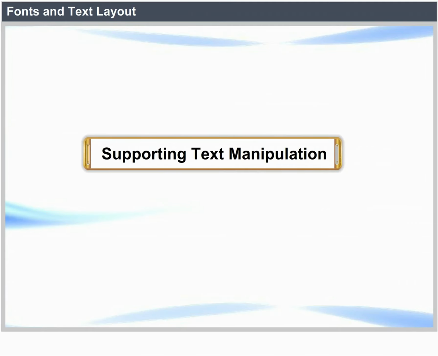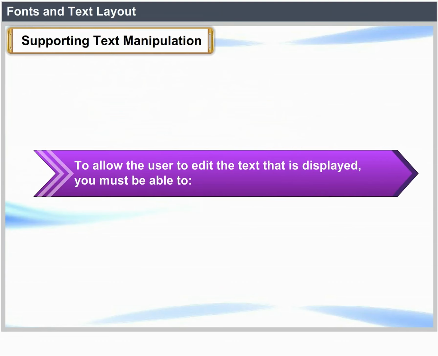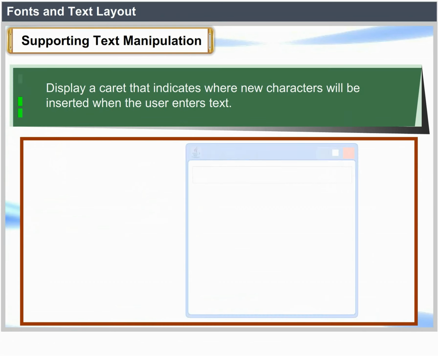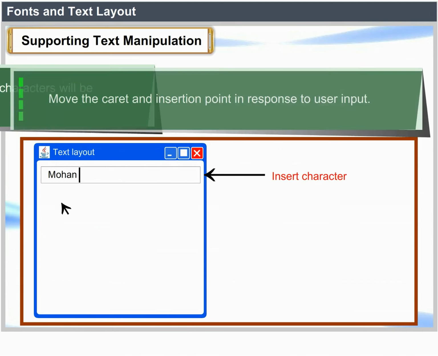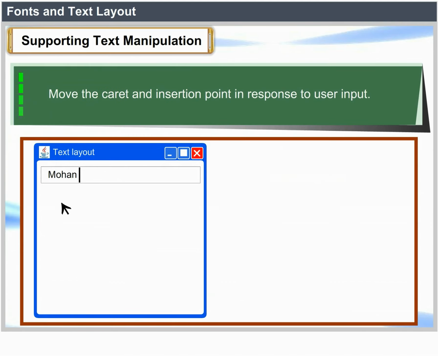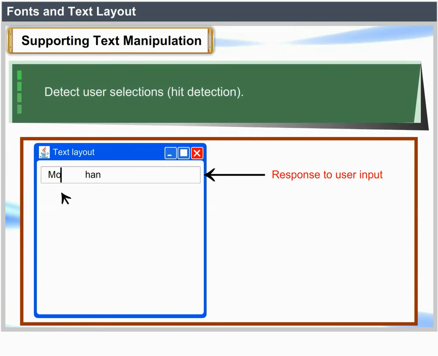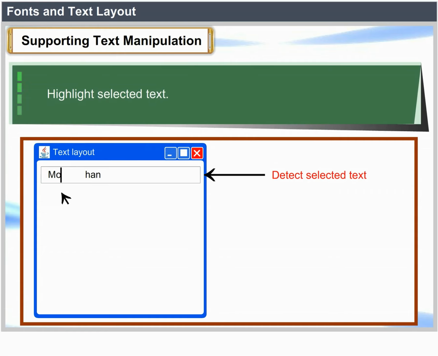Supporting text manipulation. To allow the user to edit the text that is displayed, you must be able to display a caret that indicates where new characters will be inserted when the user enters text, move the caret and insertion point in response to user input, detect user selections, and highlight selected text.